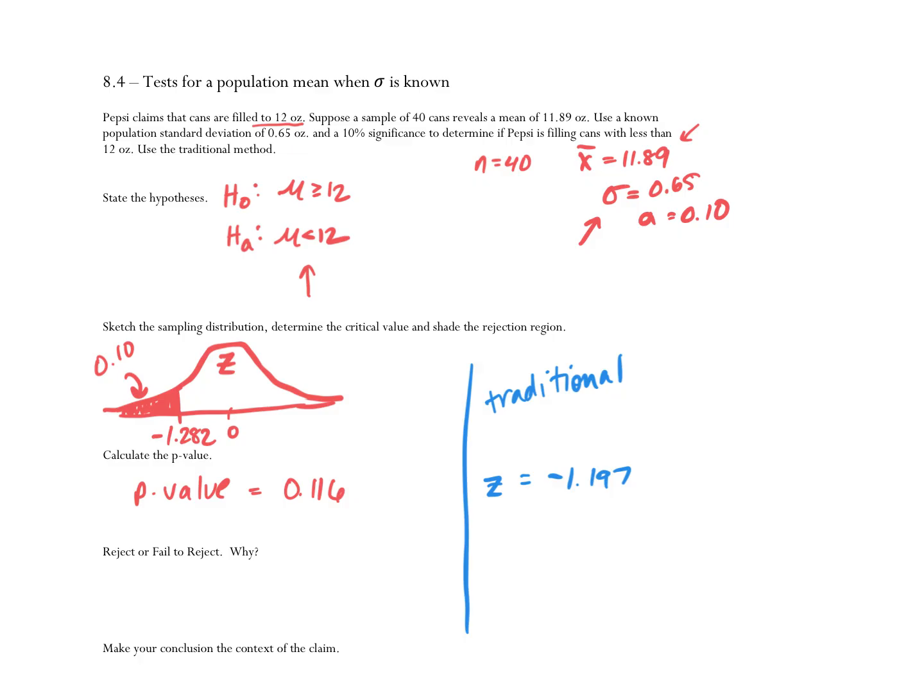Okay, so for p-value, we're always looking at how my p-value compares to alpha. In this case, it's bigger than alpha, so I fail to reject. If I look at it from the traditional method, my z-statistic, again, I got both of those from running this test in the calculator, okay? My z-statistic is negative 1.197, which is right here, which I would call not in the rejection region, so that would also make me fail to reject.